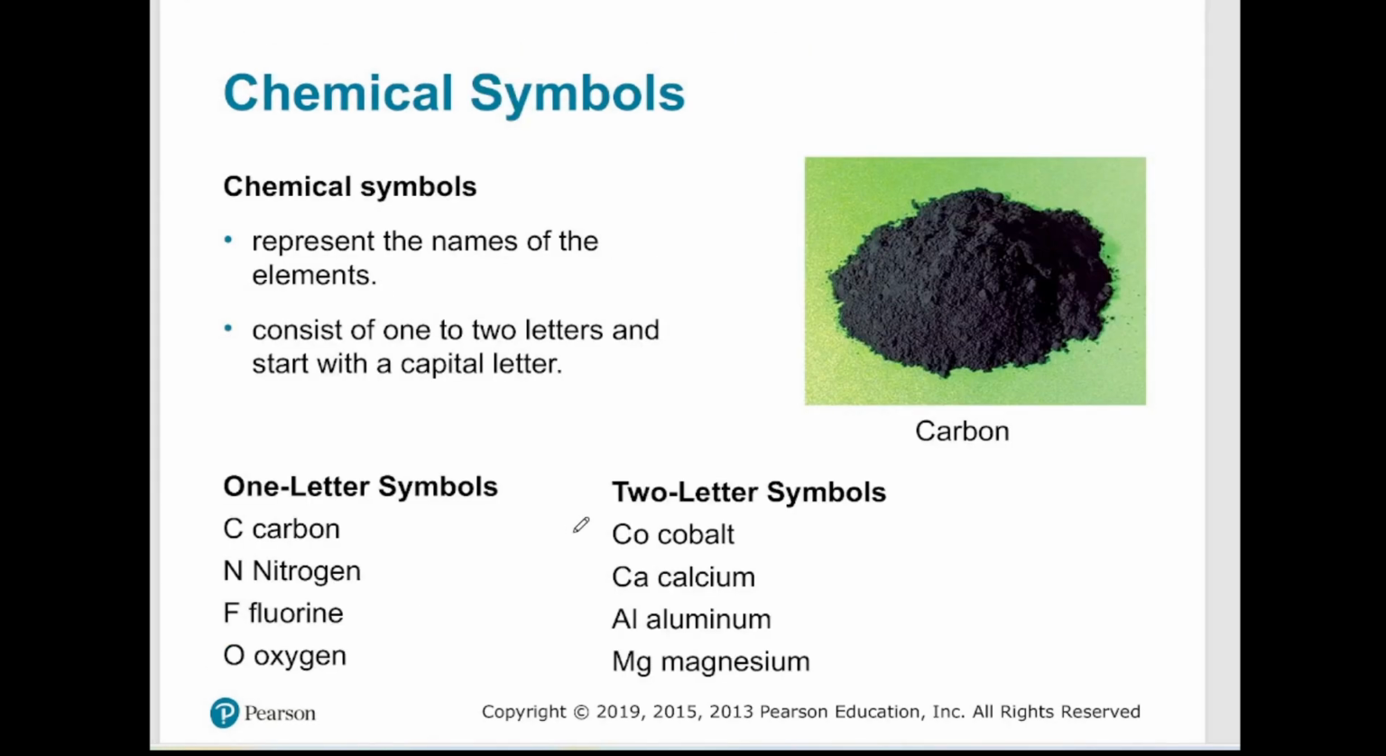Again, chemical symbols represent the names of the elements with one or two letters to give us an abbreviation for each of the elements on the periodic table. We can have one letter symbols: C for carbon, N for nitrogen, F for fluorine, O for oxygen. Or we can have two letter symbols: Co for cobalt, Ca for calcium. You can see that we used C for carbon, so we needed two letters to identify calcium and cobalt. We have Al for aluminum, Mg for magnesium, and so forth.